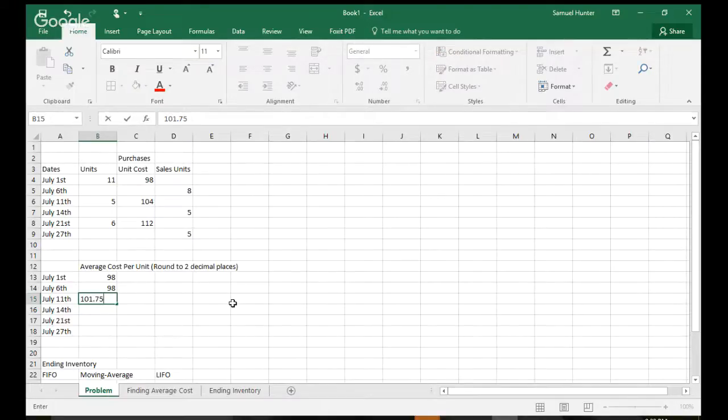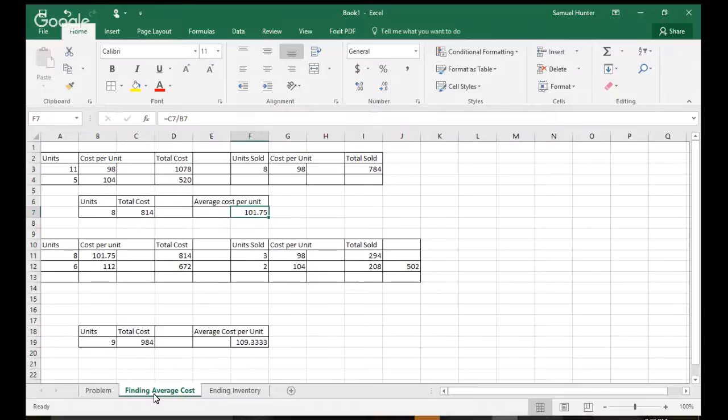Now on July 14th, we make another sale of 5 units, but making a sale doesn't change the average cost that we paid. So on the 14th, we're still at 101.75. On the 21st, we make another purchase. We buy 6 units at a unit cost of $112 per unit.